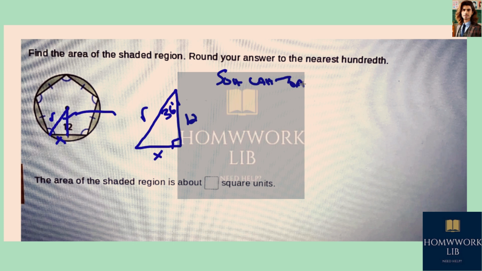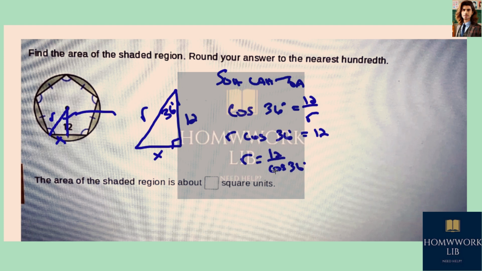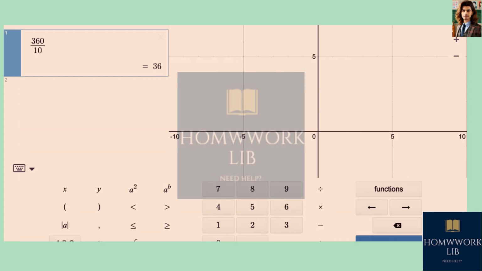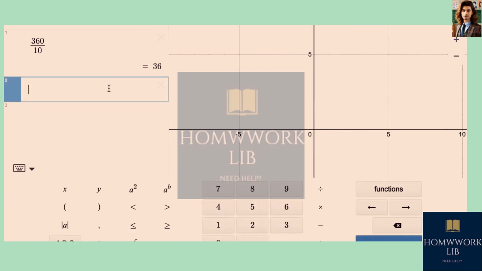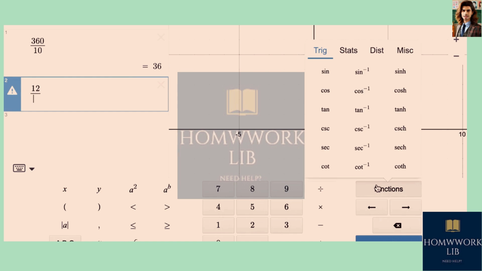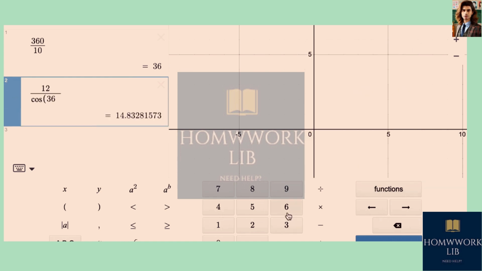The radius is the hypotenuse of this right triangle. And 12 is the adjacent. And so we can use cosine. We can say that the cosine of 36 degrees is equal to adjacent over hypotenuse. And r cosine 36 would be equal to 12, and so r would be equal to 12 divided by the cosine of 36 degrees. 12 divided by the cosine of 36, make sure your calculator is in degree mode. Is about 14.83.